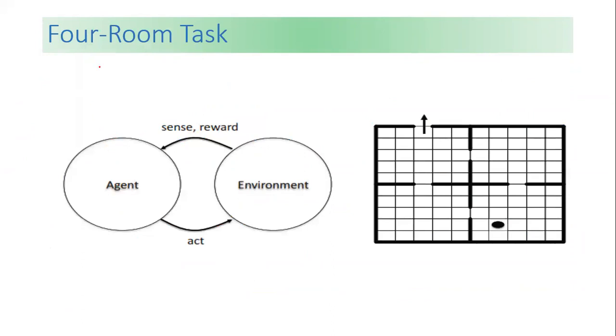In that example we have a 4-room task. There are 4 quadrants, this is the exit sign, and this is your current position. The agent interacts with an environment. The agent acts, and according to the environment it senses, and according to the step it has taken, the action will fall into either the reward category or the punishment category.